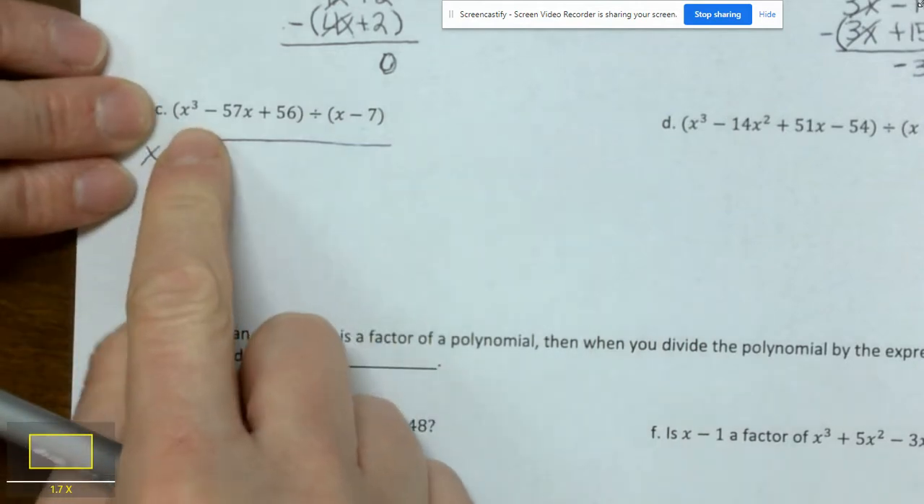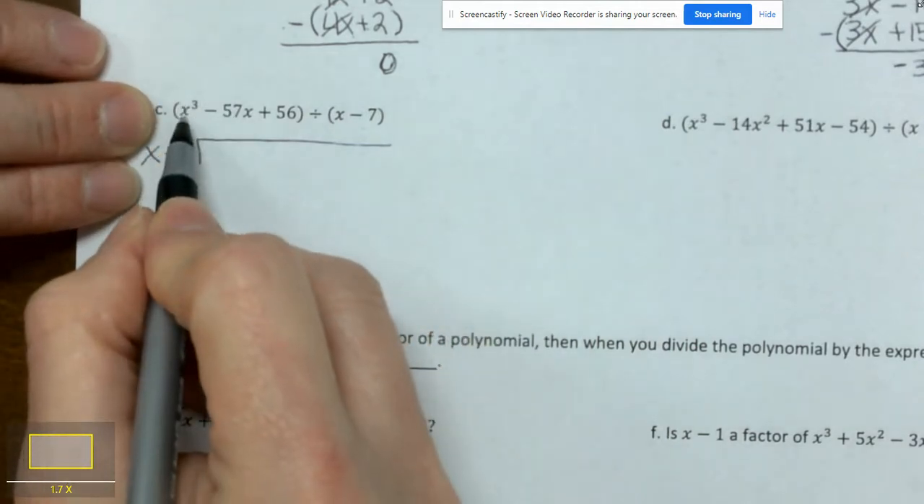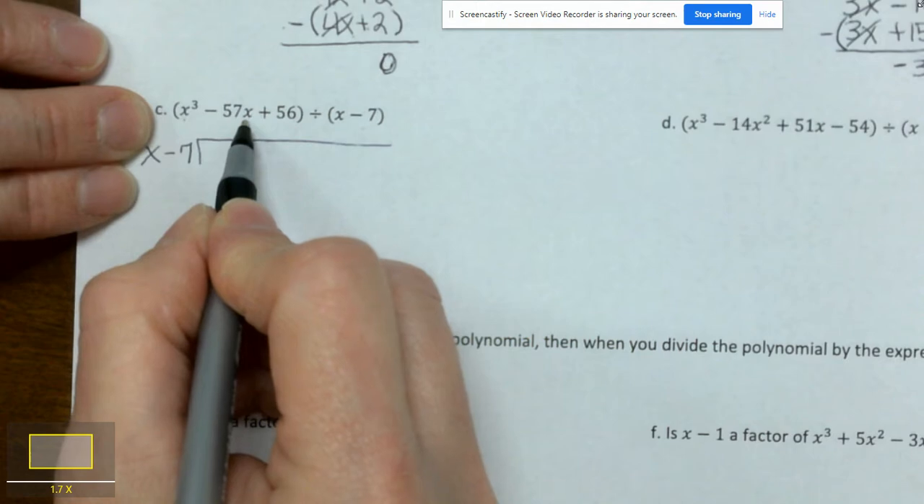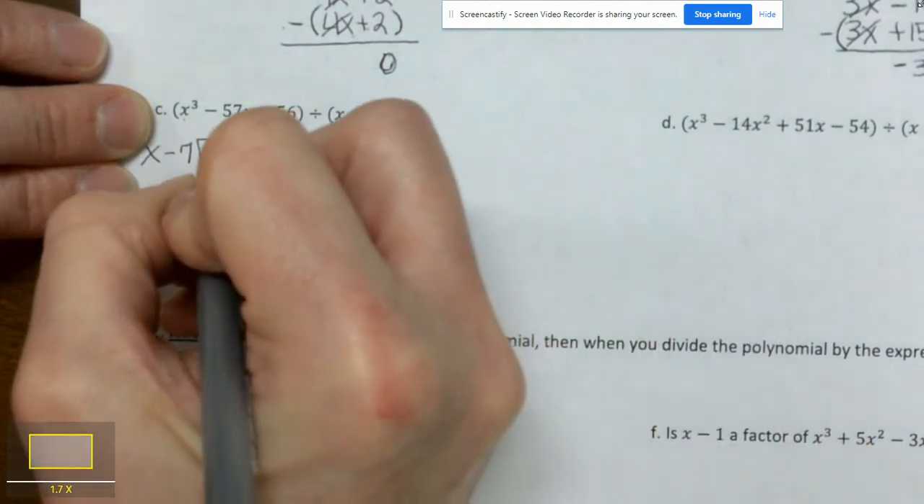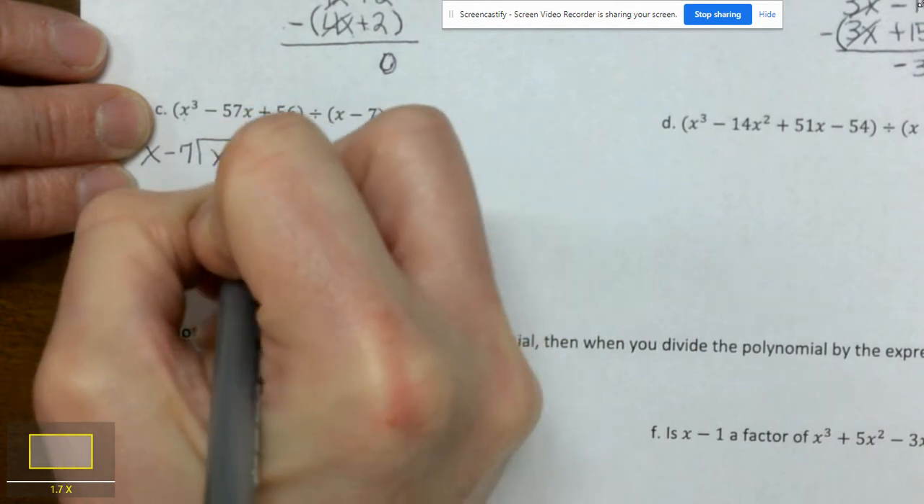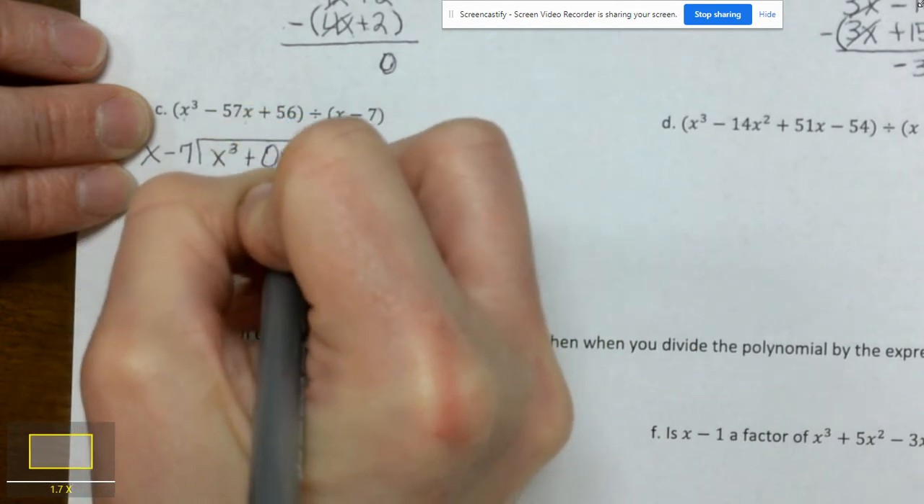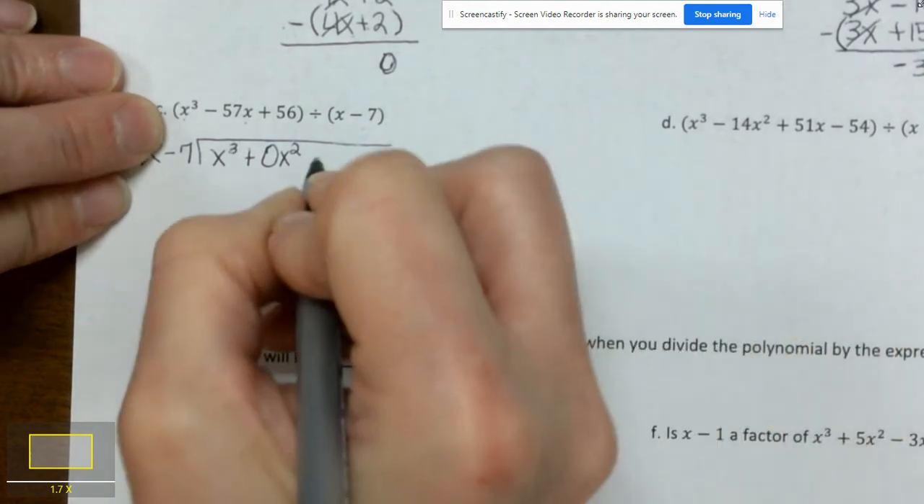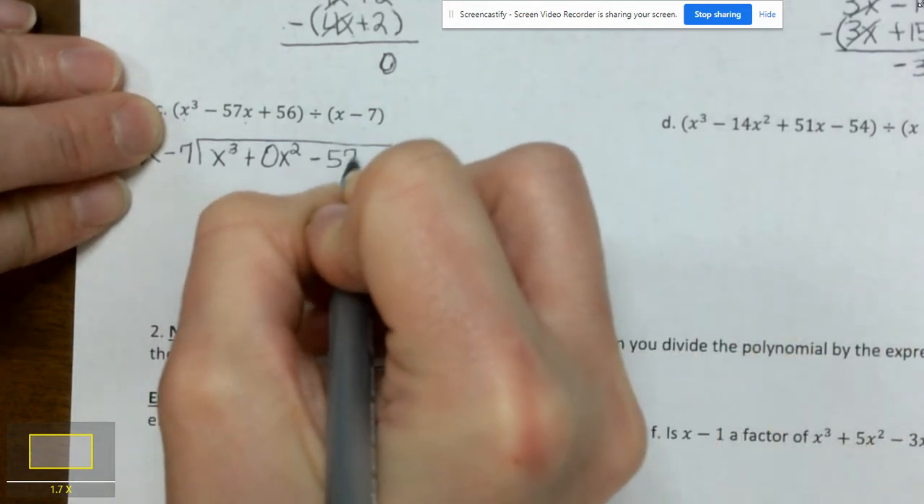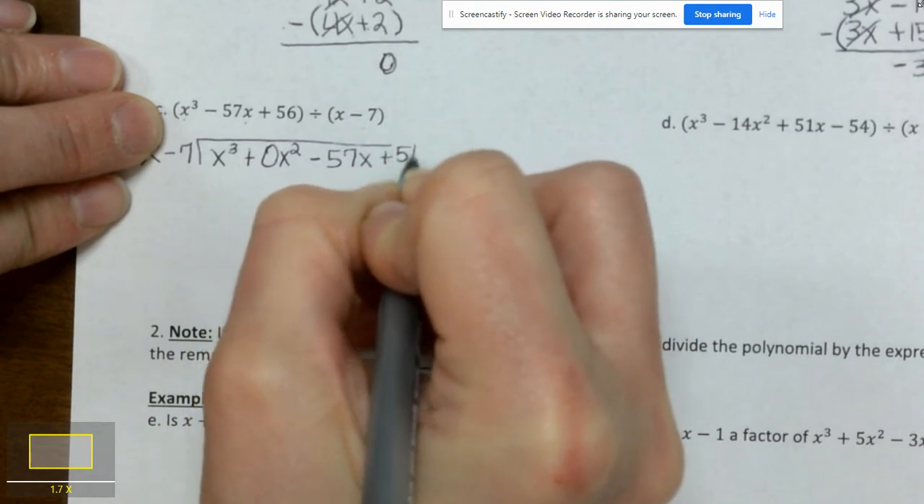Now, here's where we have to be careful. Notice we have x cubed, and then it goes to x. So it's leaving out an x squared. We have to account for that. So we have to put x cubed plus 0x squared, because there is not an x squared. Then minus 57x plus 56.